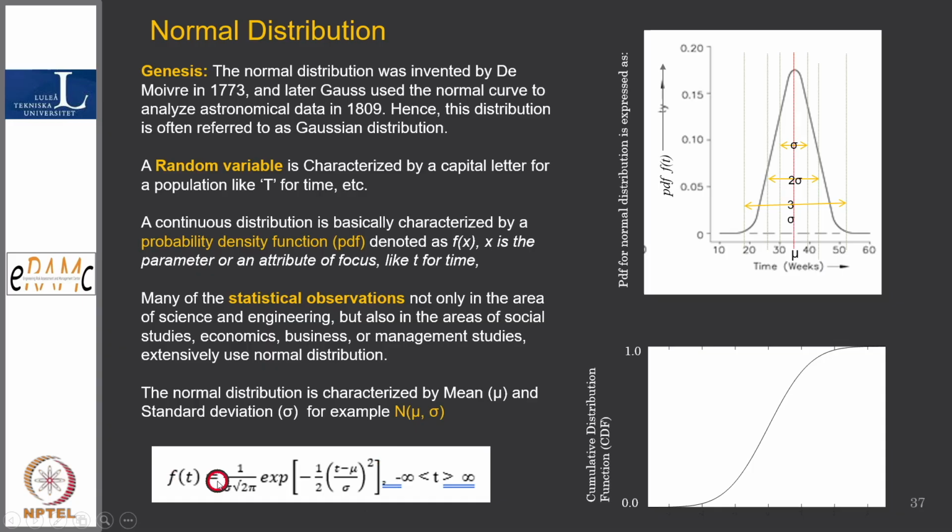And this is f(t), that is the probability density function of the normal distribution, which can be read as follows. It has a limit from minus infinity to plus infinity. That means theoretically it does not reach 0 actually. This is what we are trying to say here.